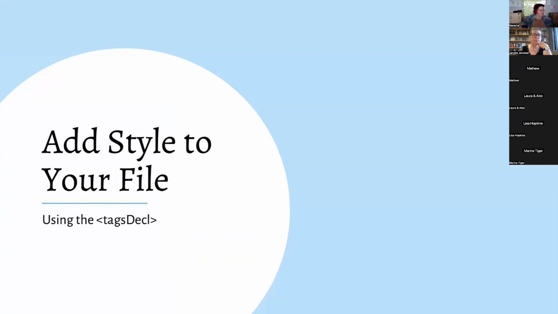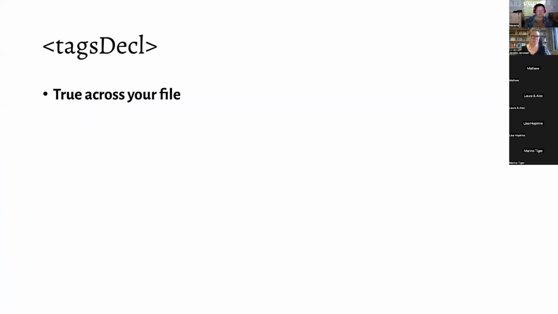So how do we actually do these things? First, we're going to be talking about the tagsDecl element, which we use to add a file-wide style. As you know, we're using the tagsDecl for things that are true across your entire file. So let's say all of your running titles are italic. You don't want to have to put a rendition of italic on every single running title. You can just put it once in your tagsDecl and then it will apply.